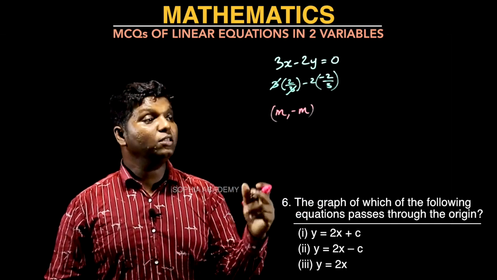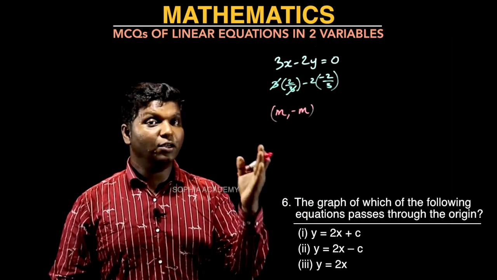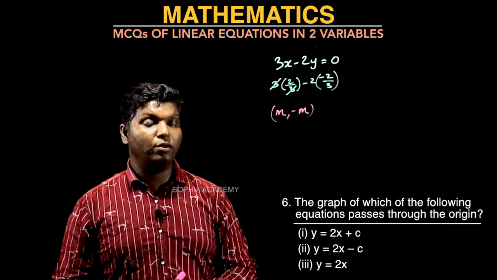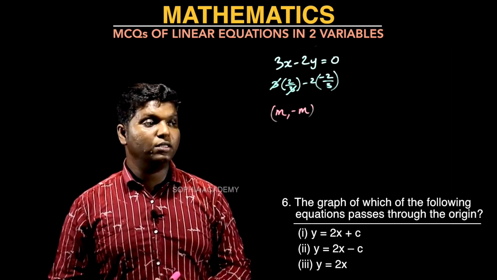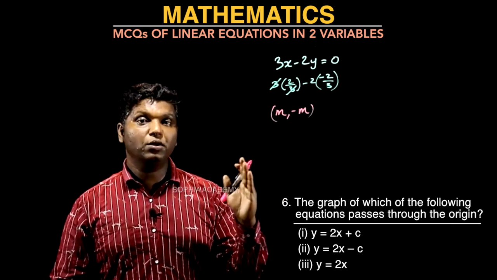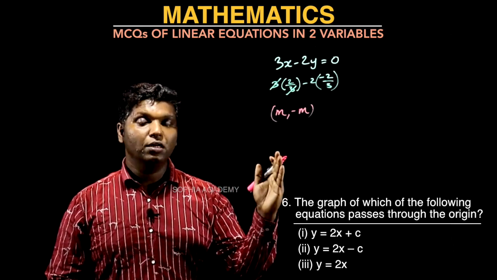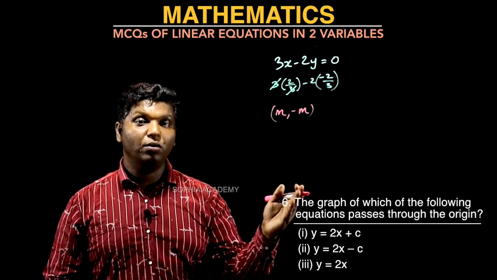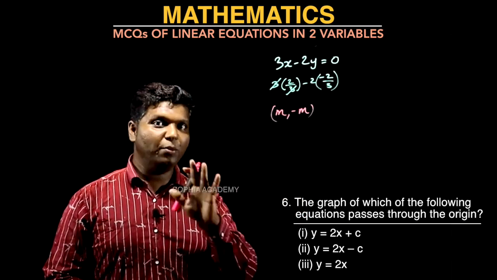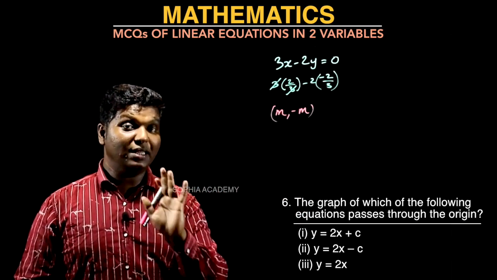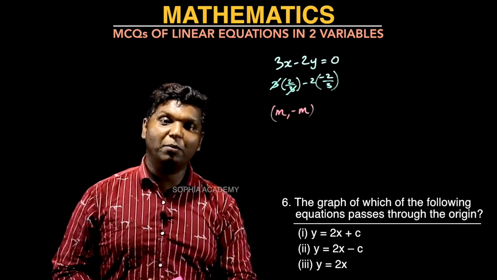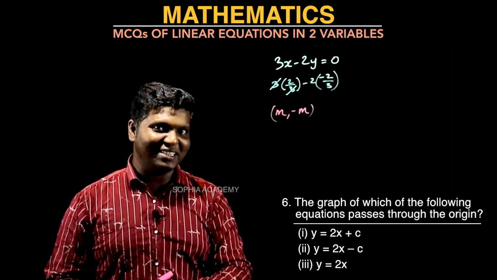Third one, y is equal to twice of x. Just give the x value 0. If I am giving the x value 0, what will it become? y is equal to 2 into 0. 2 into 0 is 0. So the x value and y value became 0. That means that coordinate is 0, 0. Now tell me, what about that point? That point is the origin itself, right?